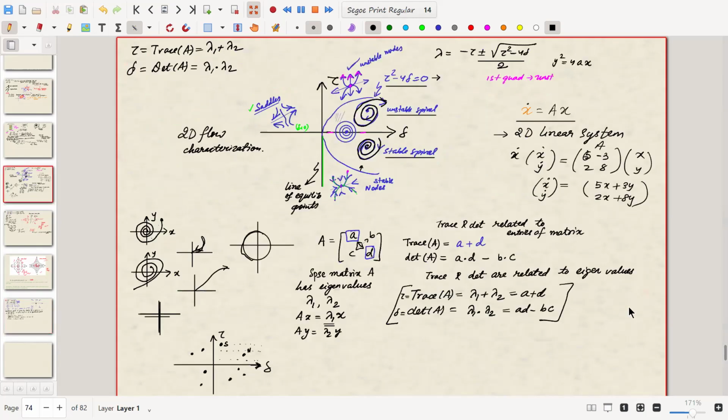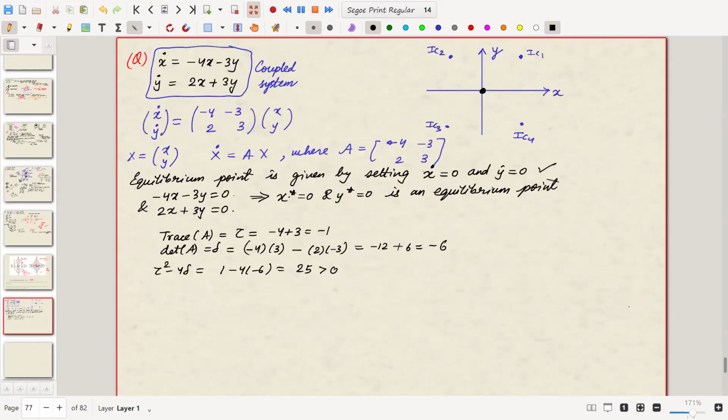So by looking at this, what can you conclude? Both tau and delta are negative, right? So which quadrant should it lie on? Third quadrant. So how does it look here? Saddle. I drew a saddle here, right? So it should look like a saddle. Without computing anything difficult, you just proved that according to this chart, the 0, 0 equilibrium point should be a saddle.